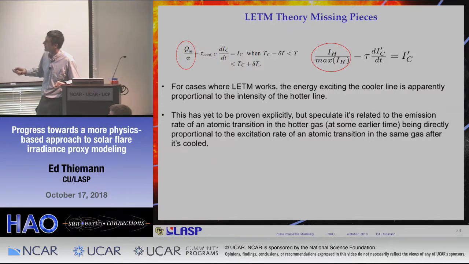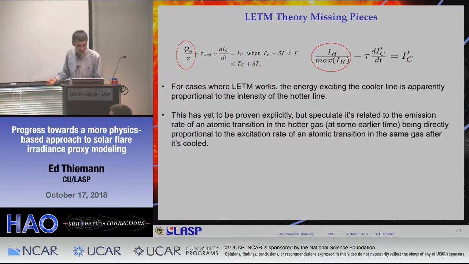the equivalence of the heat flow into the system and its relationship to the line intensity, I think, was certainly an approximate argument. But what it seems to be saying is that in the cases where this relationship holds, the energy exciting the cooler line is apparently proportional to the intensity of the hotter line.